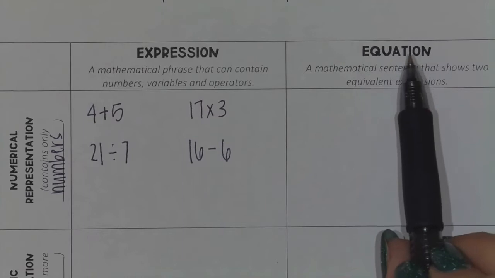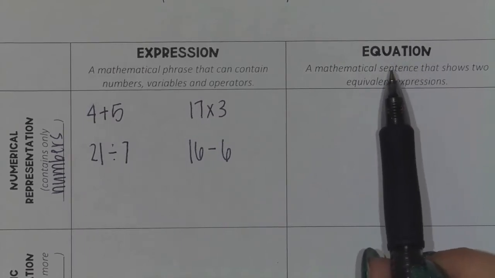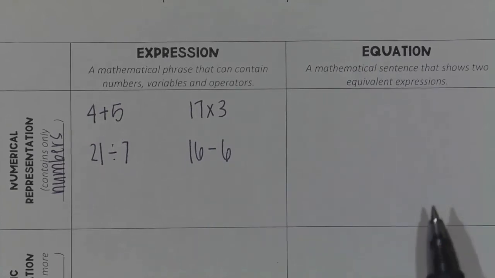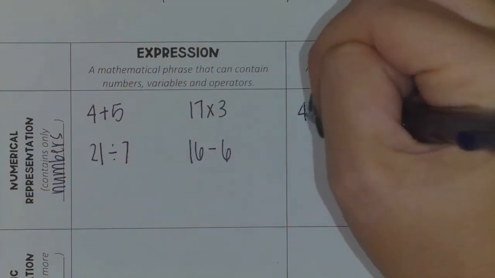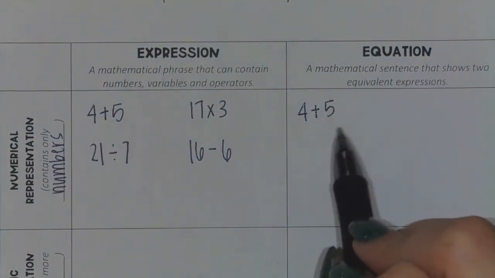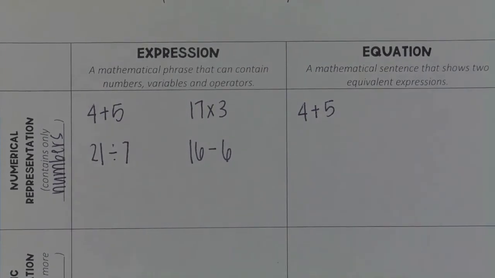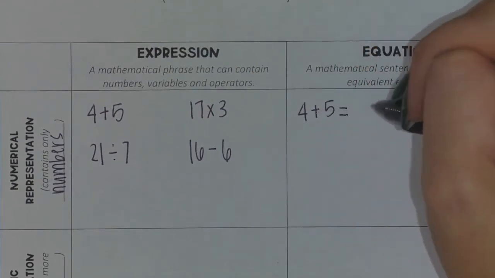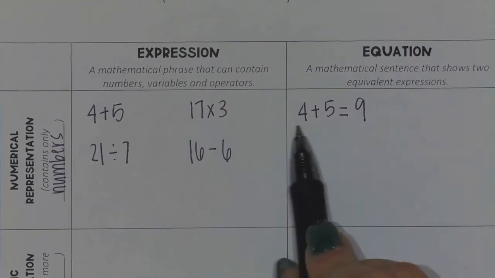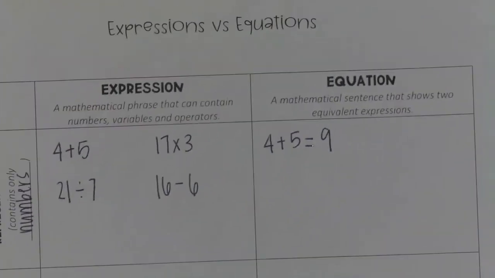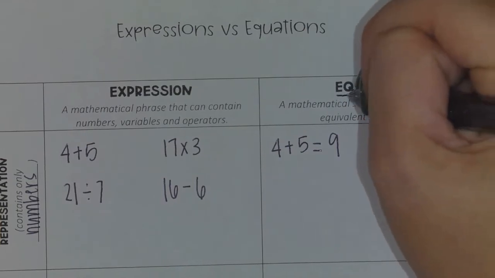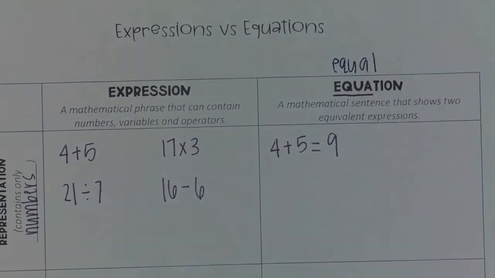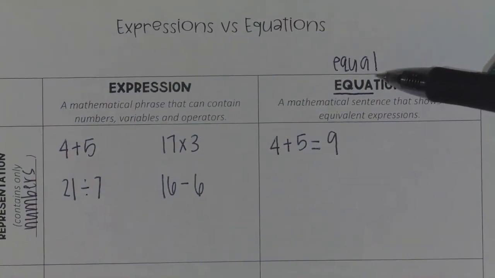But now let's talk about what it looks like to have a numerical representation of an equation. Again, it says a mathematical sentence that shows two equivalent expressions. So I'm going to use my first expression of 4 plus 5. Okay, again, it's just an expression. But to turn it into an equation, it needs an equal sign and the answer to the expression. So 4 plus 5 equals 9. This is an equation. So your way to remember what an equation is: the first 4 letters of equation are EQUA, which are the same first 4 letters as equal. So equations have equal signs.